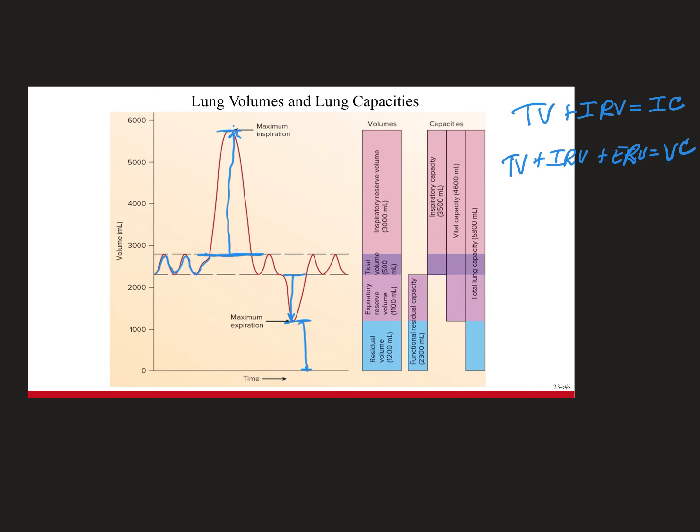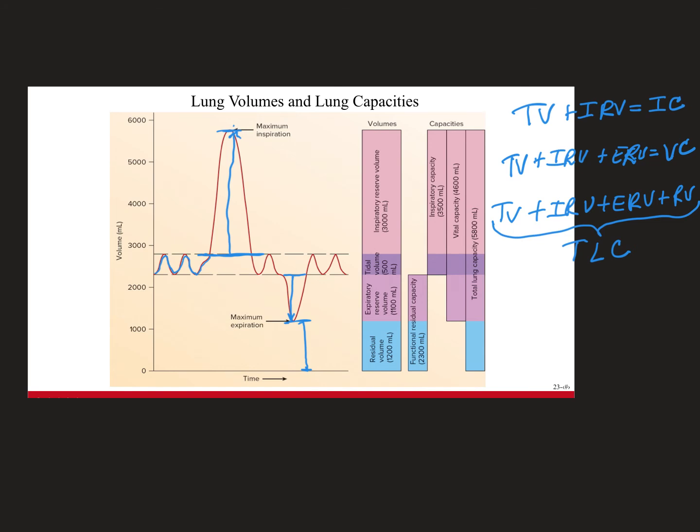Okay? Now, if I take my tidal volume plus my inspiratory reserve volume plus my expiratory reserve volume plus my residual volume, what does that get me? Your total lung capacity? My total lung capacity. The total amount of air that my lung can hold.